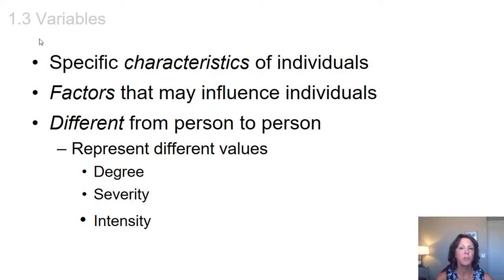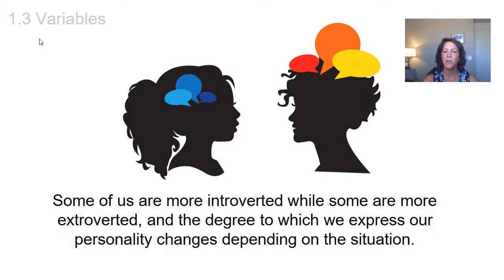Variables can be different from person to person. They can represent different values. So the degree of something might vary, the severity might vary, the intensity might vary. We might have different degrees to which we agree with our own political parties, for example. So these are ways that we can vary in degree, severity, or intensity. So here's an example. Some of us are more introverted, while some of us are more extroverted. There's a variable between people. But also the degree to which we express our personality might change within the situation. So the situation becomes a variable.